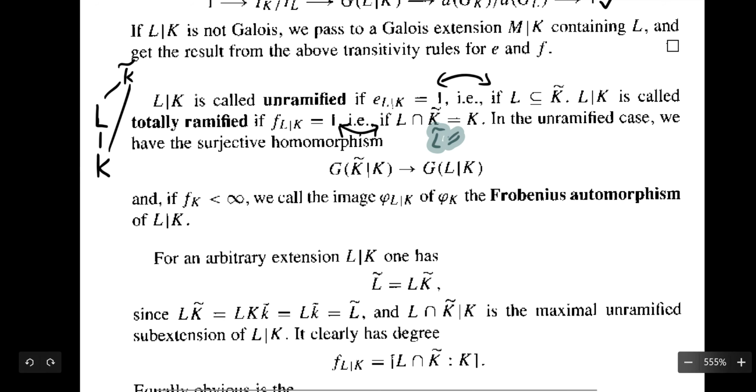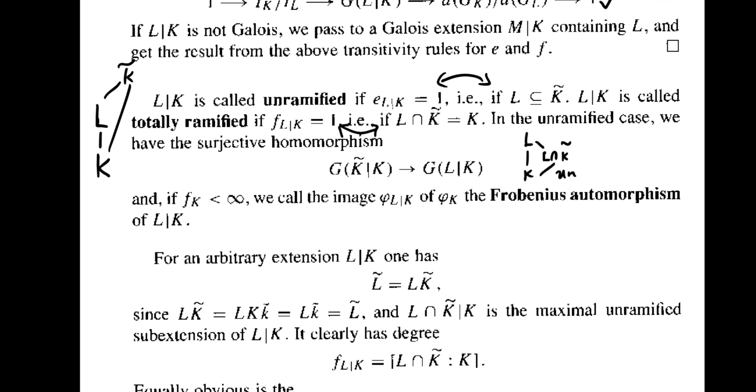No, this is not it anyway. What we want to say is that in between this should be unramified. But this is trivial, it means that there is no unramified extension. In the unramified case, we have the surjective homomorphism. This is the quotient. When you have this, you can do the quotient.